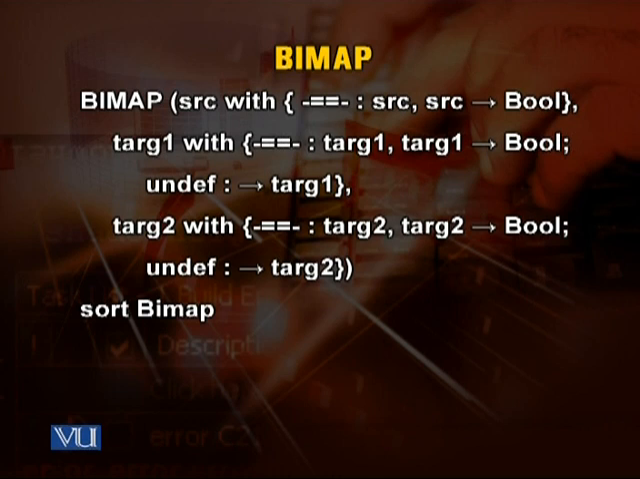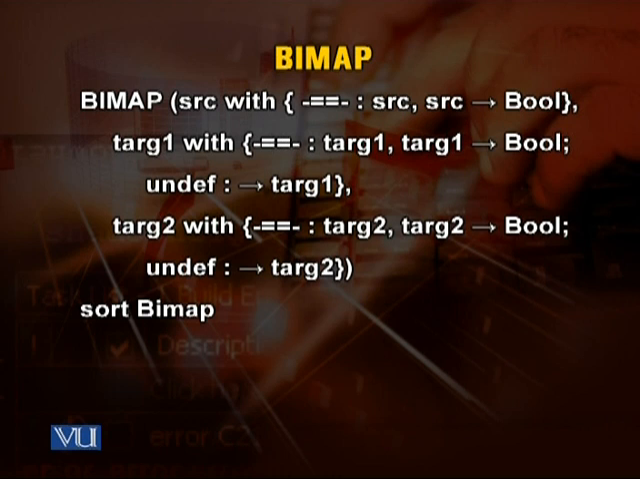The second argument is, we call it target 1, and we require that the equality is defined for target 1 and undef is also defined for target 1. The third argument is target 2, with the same requirement that we have equality defined for it and undef defined for it. So the sorts that we use, as long as they fulfill these requirements, we could have anything in these three arguments.